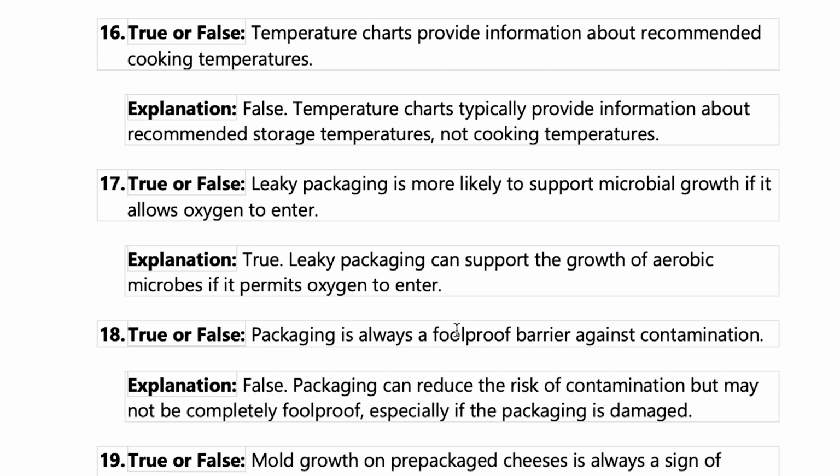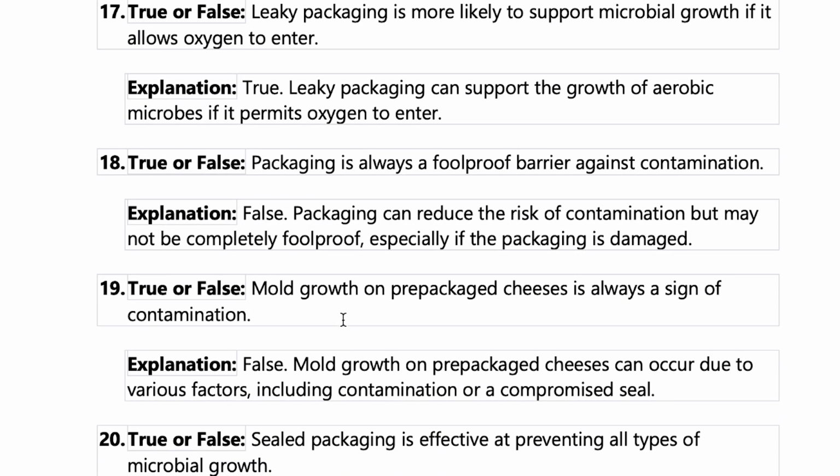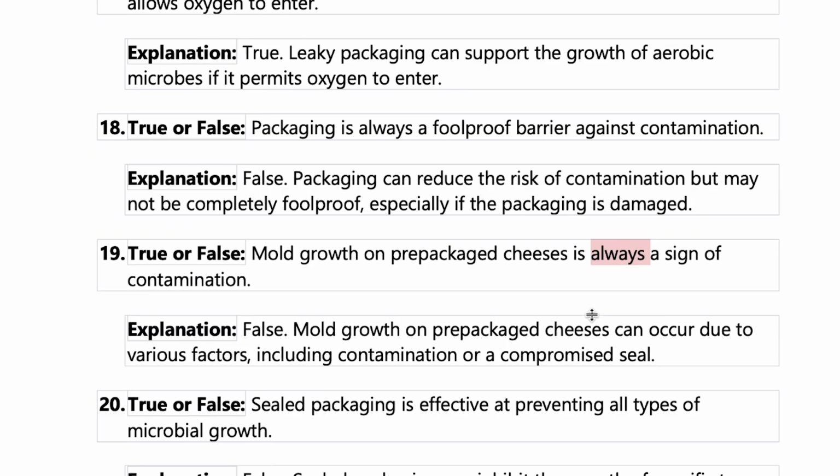Number 19, mold growth on prepackaged cheese is always a sign of contamination. So the answer is false because mold in cheese can occur due to various factors, not always a sign of contamination. The word that makes it wrong here is "always."